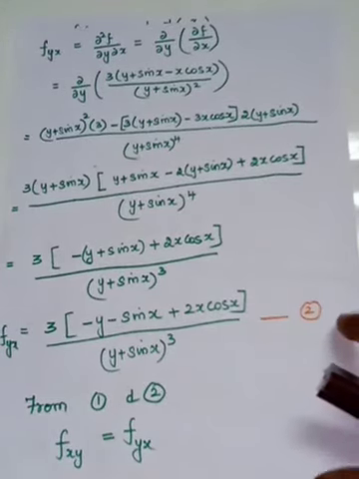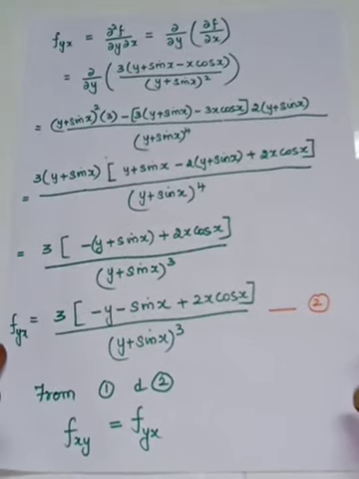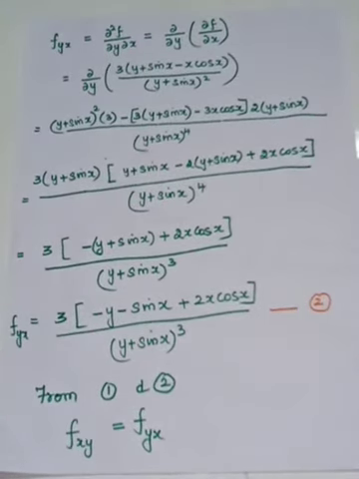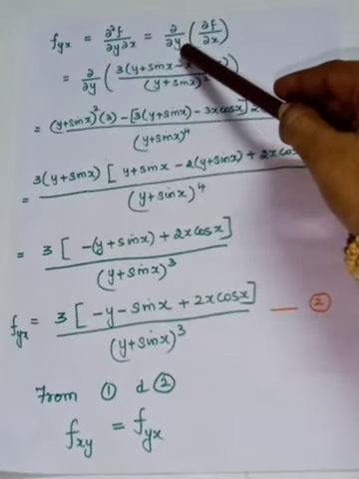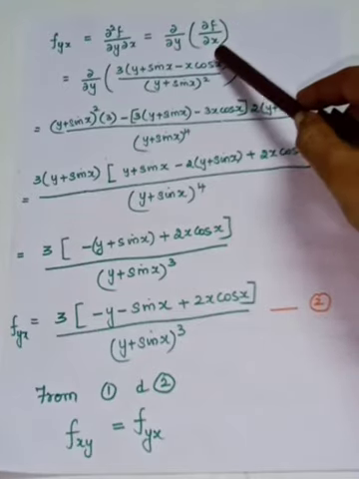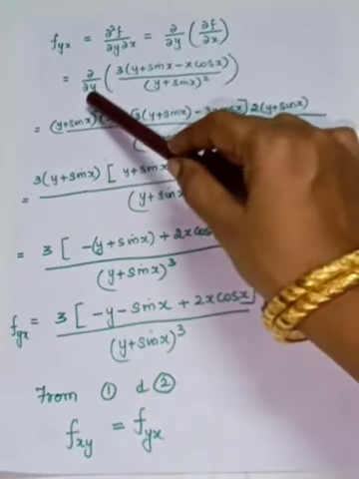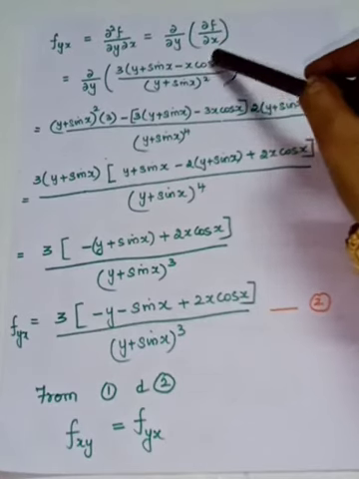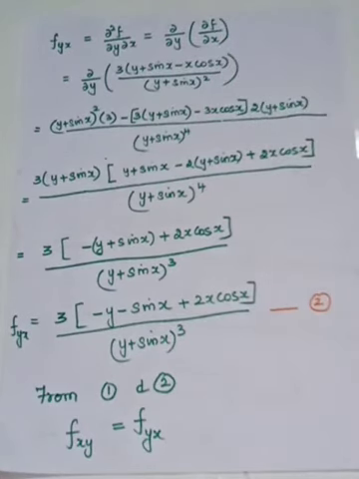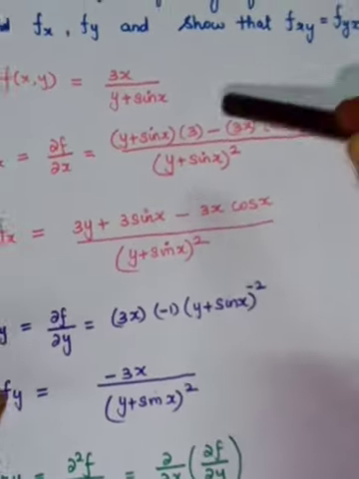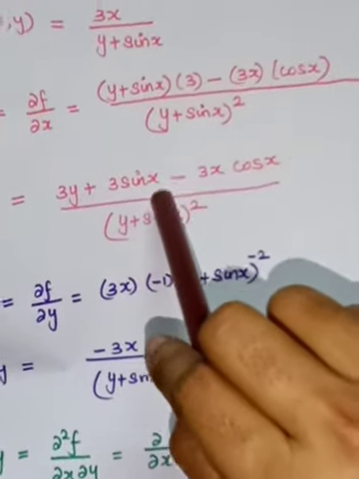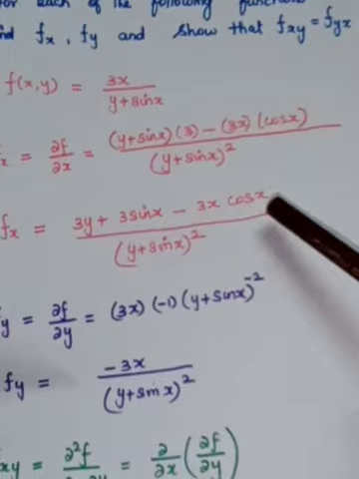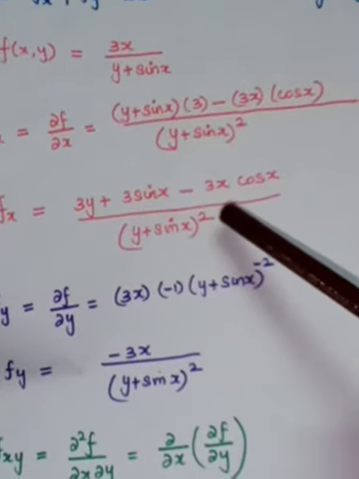Okay, and you see, you have to find out fyx. So that is dou squared f by dou y dou x. It will be written as dou by dou y of dou f by dou x. Okay, dou by dou y I have written. So what is dou f by dou x? Already we have found, that is fx. So what is your fx here? You see now, fx is 3y plus 3 sin x. From this 3 is taken out, means it is y plus sin x, minus 3 cos x divided by y plus sin x the whole square.